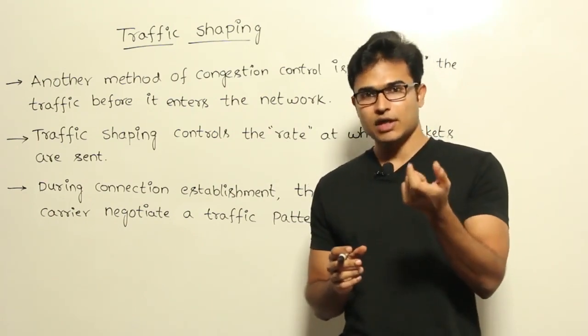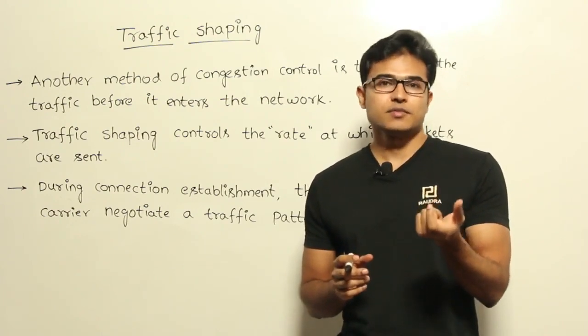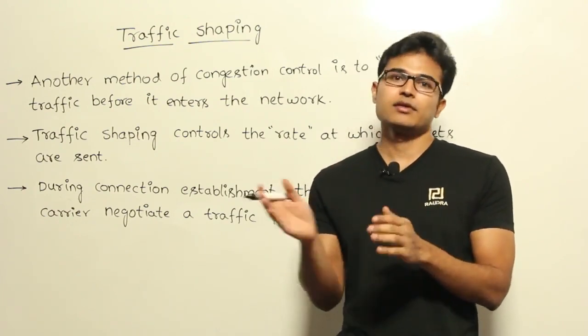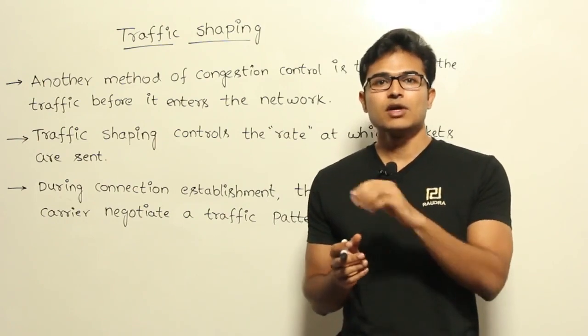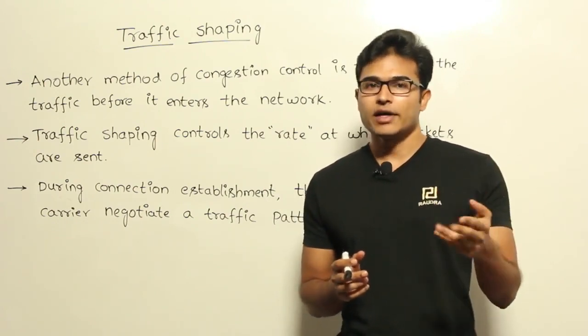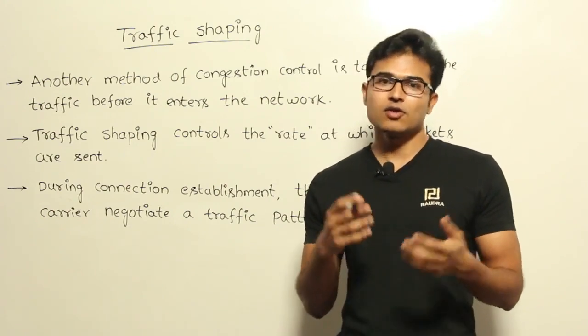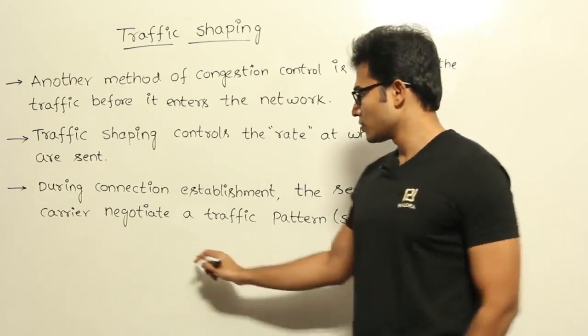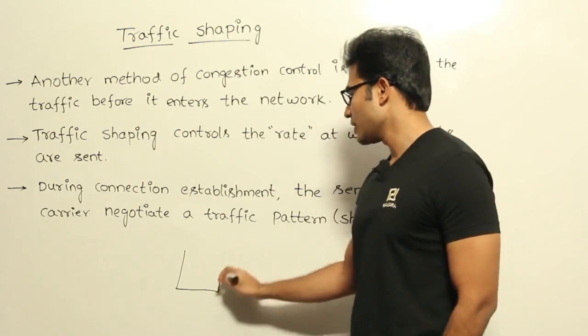So the interface task here, the interface means the agent between the sender and the network, its task here is to smooth out the traffic. Smoothing out means, let us say a sender is sending a lot of packets. So later we are going to see something called token bucket and leaky bucket.